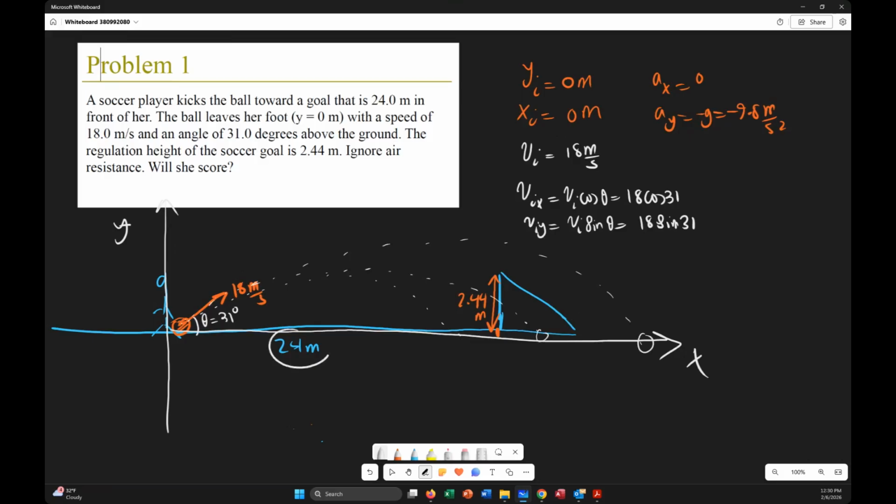So what information do I have? 24, yes? And what other information do we have? 2.44. Good. And how can these two pieces of information help me? What would be the height when the position of the particle is 24 meters? We would like to see whether the ball reaches that 24 meters or not. Okay, makes sense. So how can I find out?